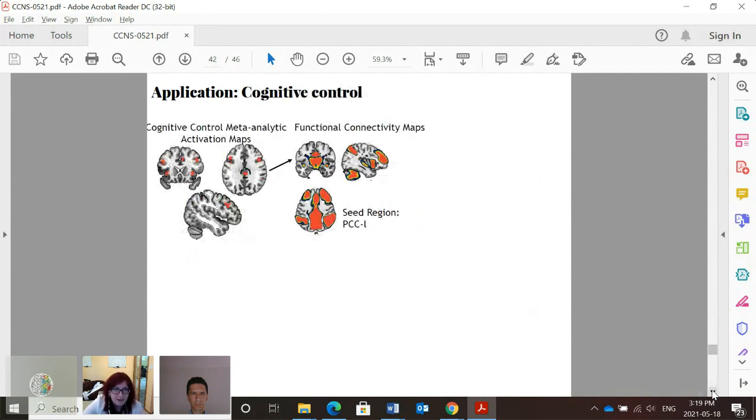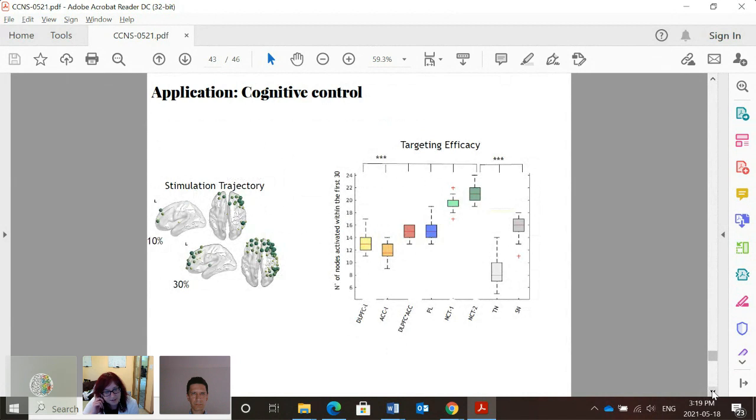Next slide. And one more, the same story. The same approach with depression. We looked at regions associated with cognitive control. And yeah, we found the same results of the network control approach vastly outperforming the literature and path length based approaches.